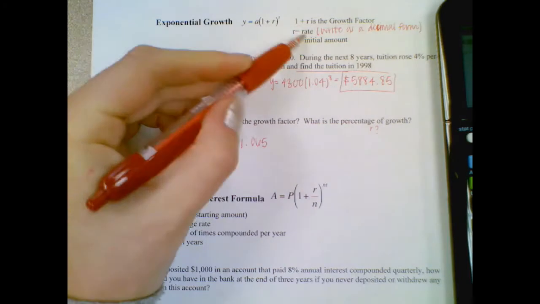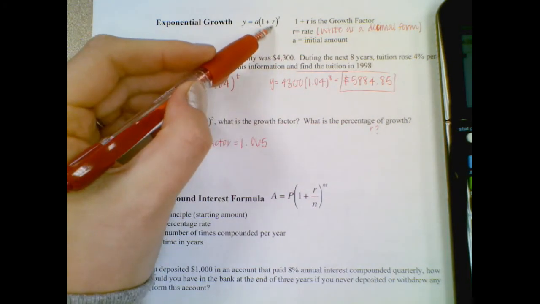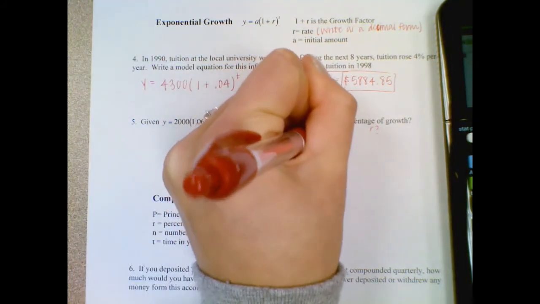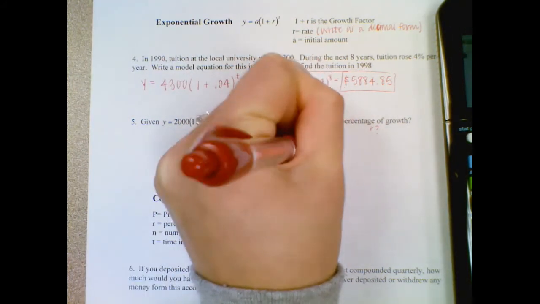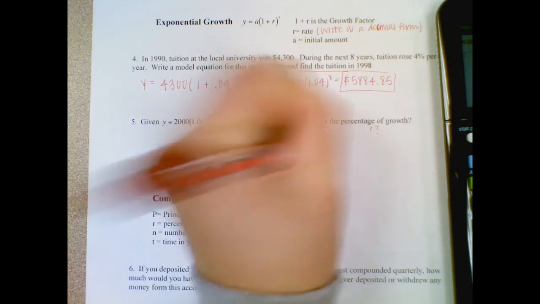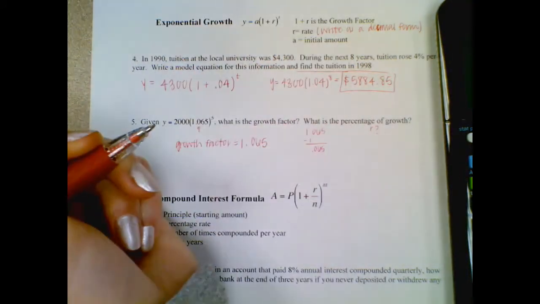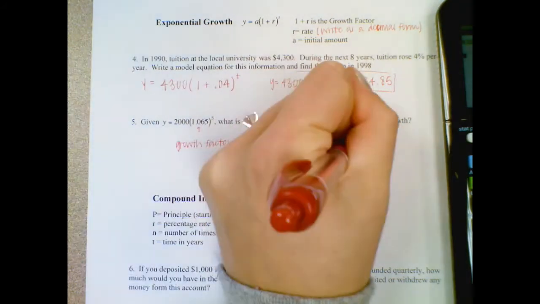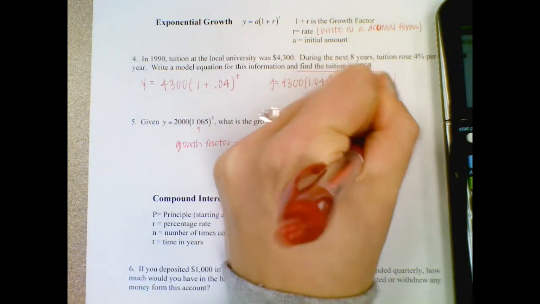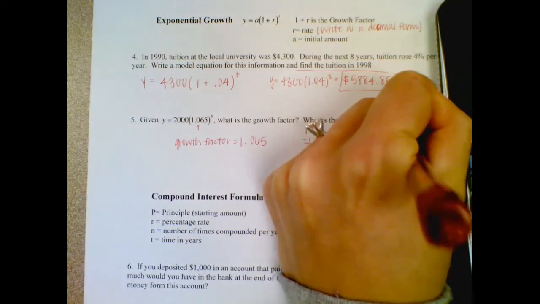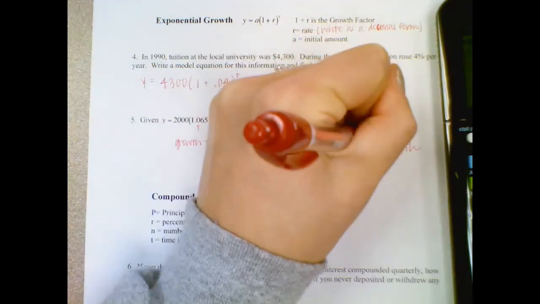So to solve for r, I could just do this minus 1 to get that r value, right? So I'm going to take this and subtract it by 1. So I get 0.065. And that's it in decimal form. As a percentage, you multiply that by 100 or move the decimal 2 spots to the right. So this is 6.5% is the growth. Okay? So that kind of had you thinking a little backwards there.